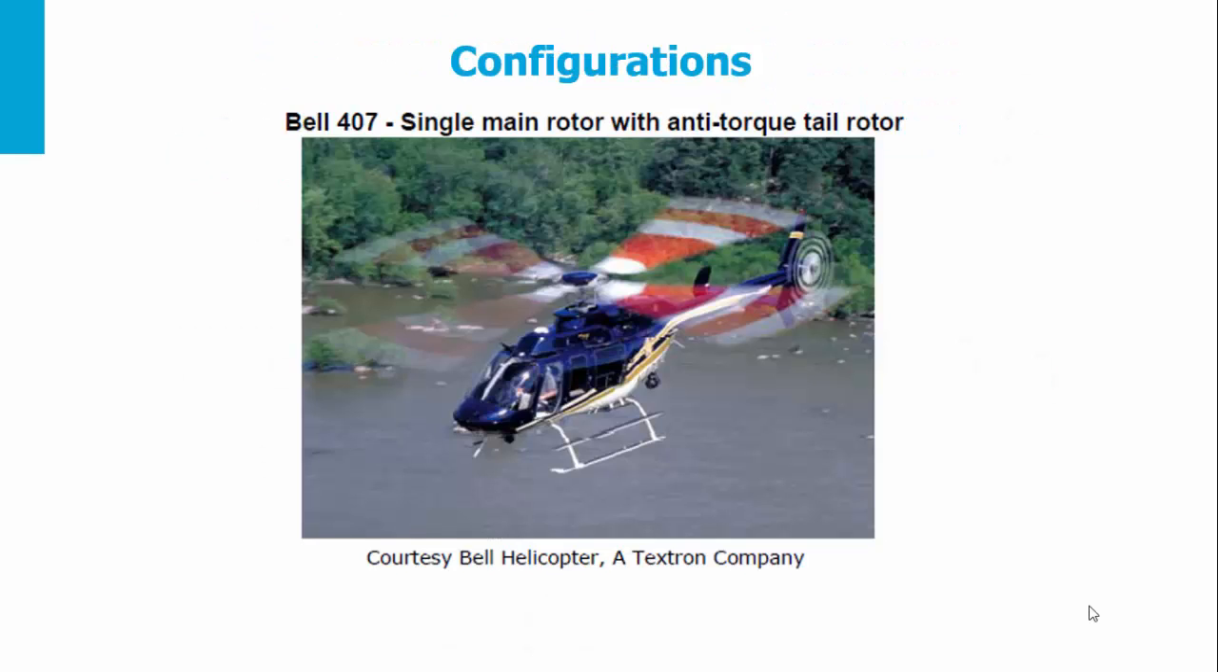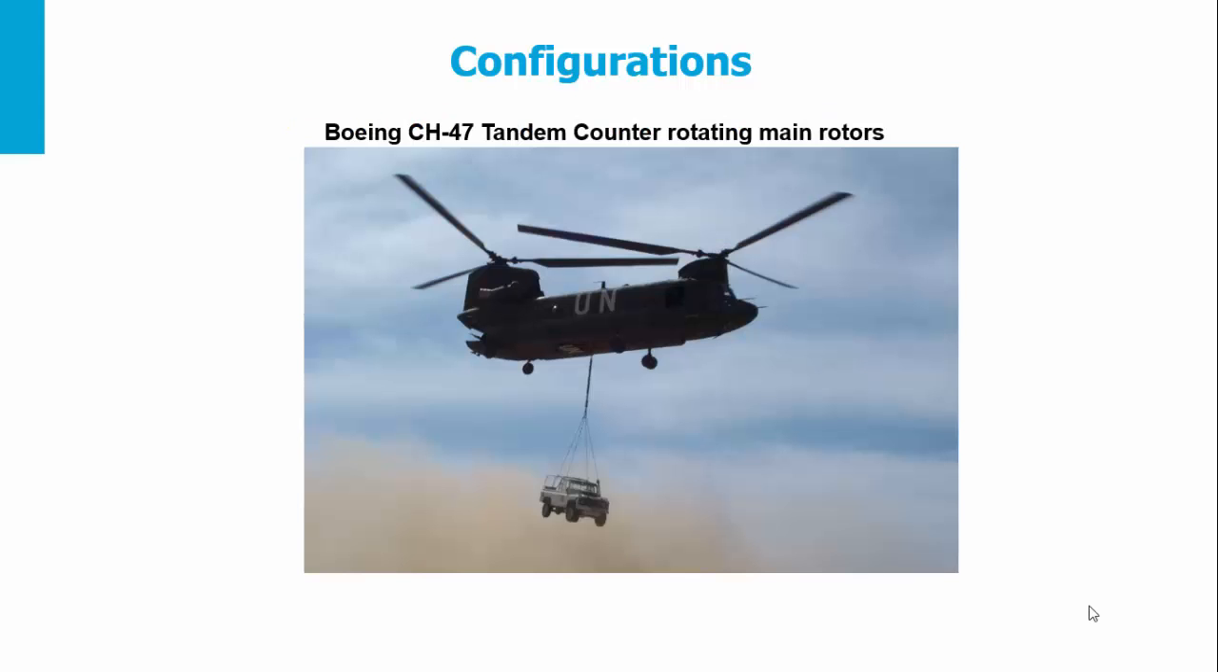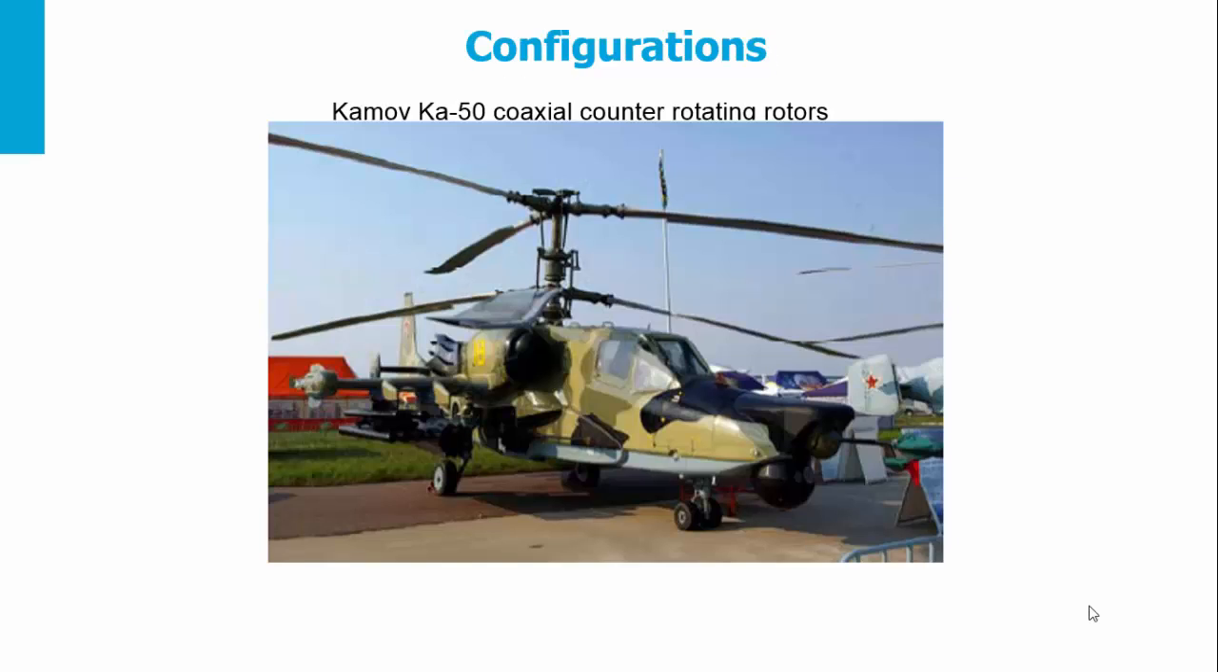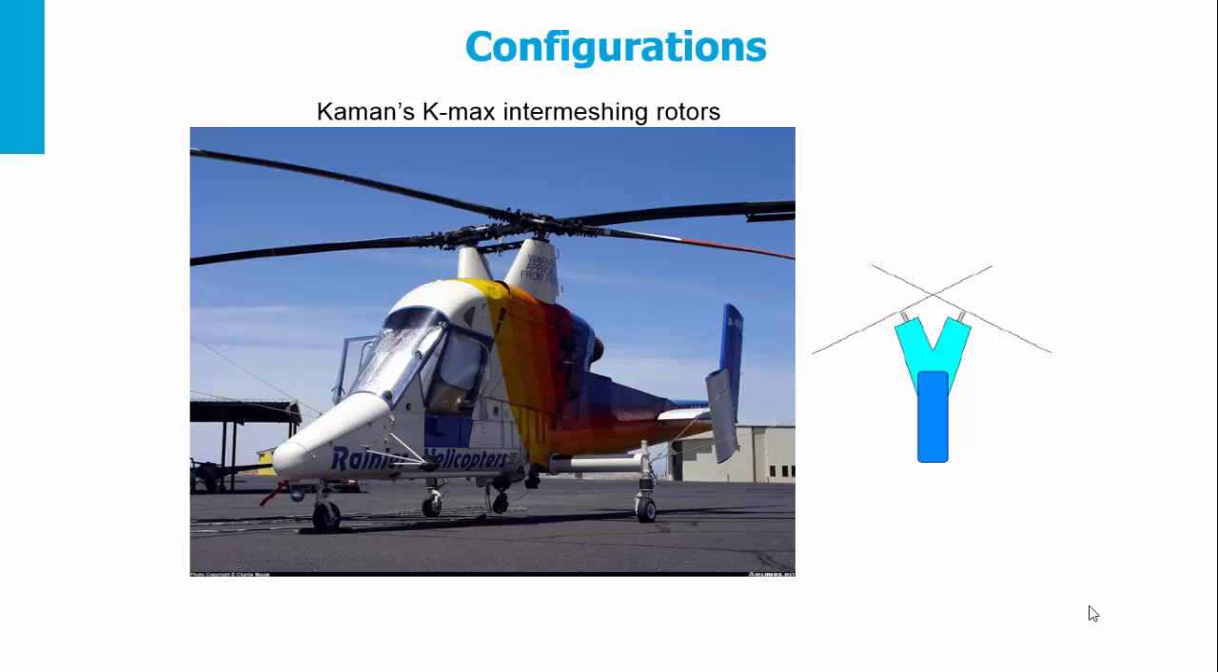Here are the configurations as I was discussing. The Bell 407 has a single main rotor with an anti-torque tail rotor. The Boeing CH-47 Chinook is a tandem rotor with two counter-rotating main rotors. The Kamov Ka-22 has side-by-side counter-rotating rotors. The Kamov Ka-50 is a coaxial with counter-rotating rotors. The Kaman K-MAX has intermeshing rotors.